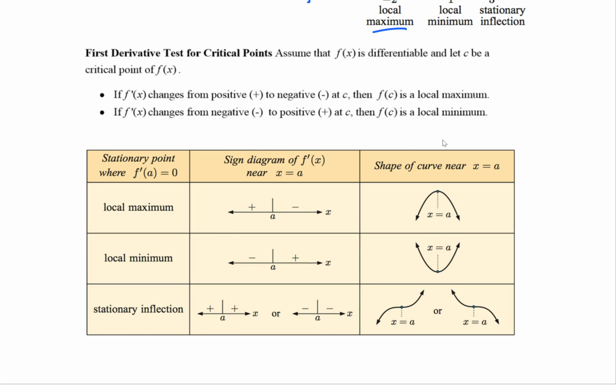That's what this chart's about. That's what the first derivative test is. It's all about positive, negative, local max; negative, positive, local min. And here's the helpful chart I use. The main idea is it's a local max.